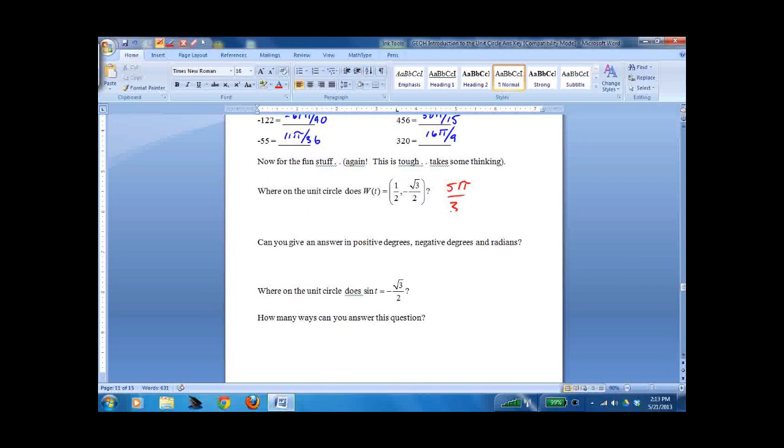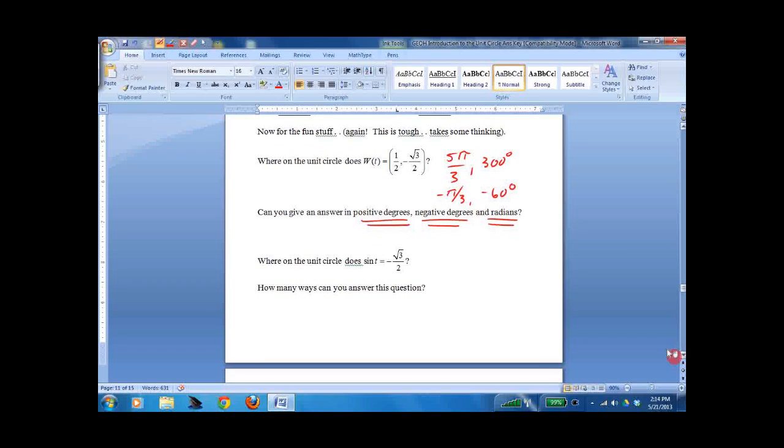Some people like the radians. Some people like degrees. You could also say it's at 300 degrees. You could also say it's at negative pi over 3 or negative 60 degrees. So that's answers with positive degrees, negative degrees, radians. That's tricky. A lot of people struggle with that.